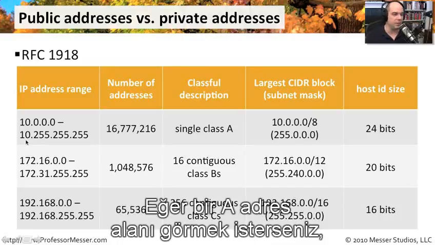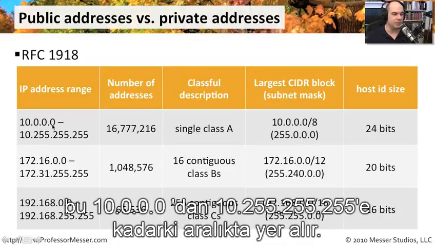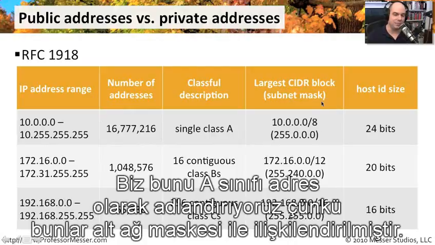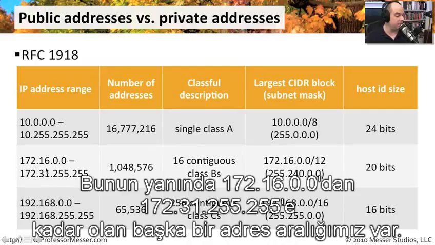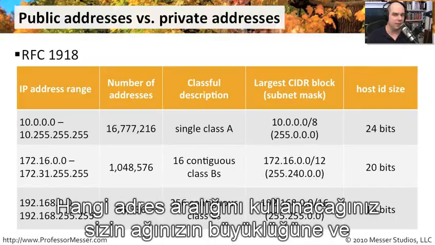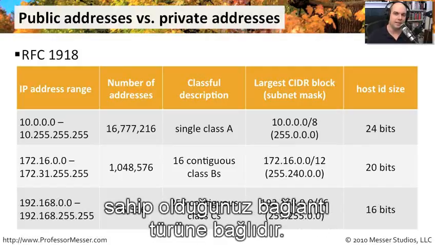If you see an address range that has a 10.0.0.0 through 10.255.255.255, then you can certainly have over 16 million addresses there. We call that a Class A address because of the subnet mask associated with those. You'll also see the 172.16 through 172.31, and also the 192.168.0.0 through 192.168.255.255. It depends on the size of your network and the type of connectivity that you have as to which address ranges you will use.